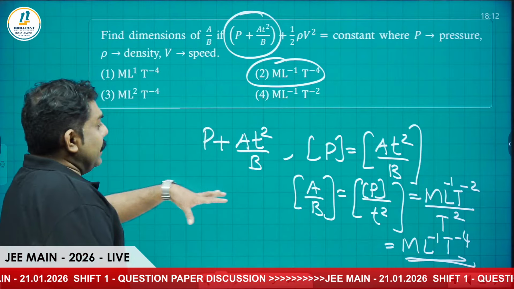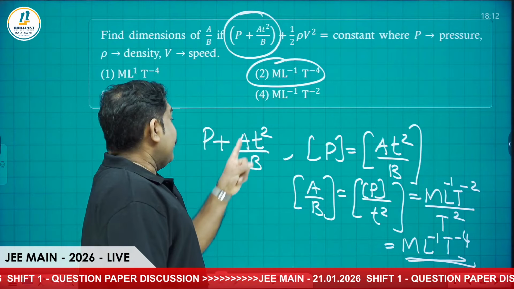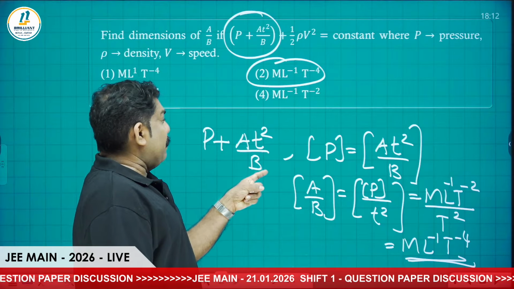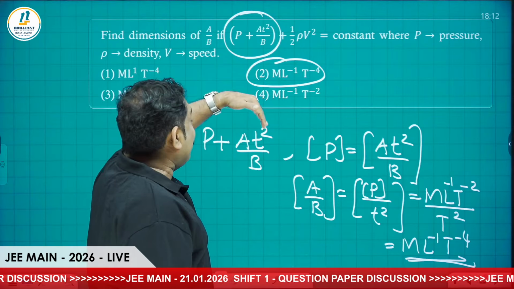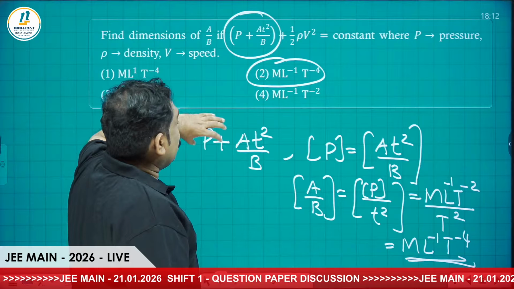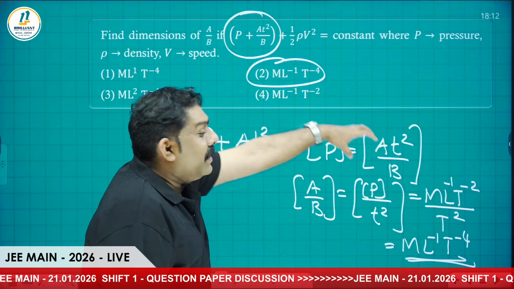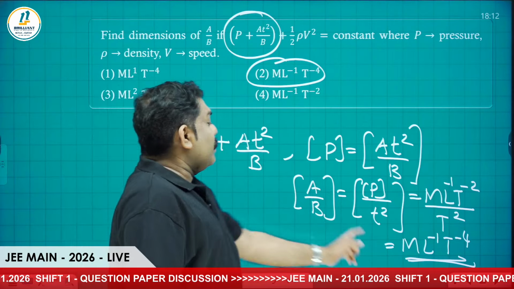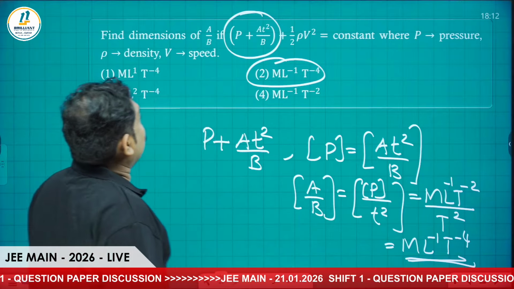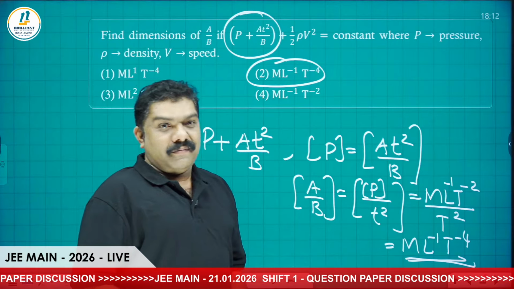So this is the very important point: that is P plus AT square by B, because pressure is added to AT square by B. So the dimension of pressure and the dimension of AT square by B remain the same. So we are getting ML raised to minus 1 T raised to minus 4.